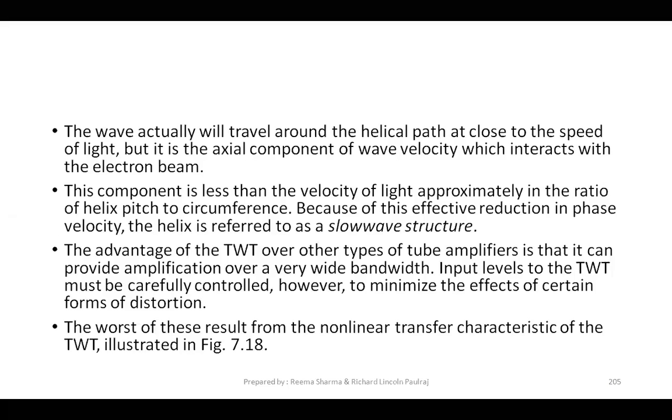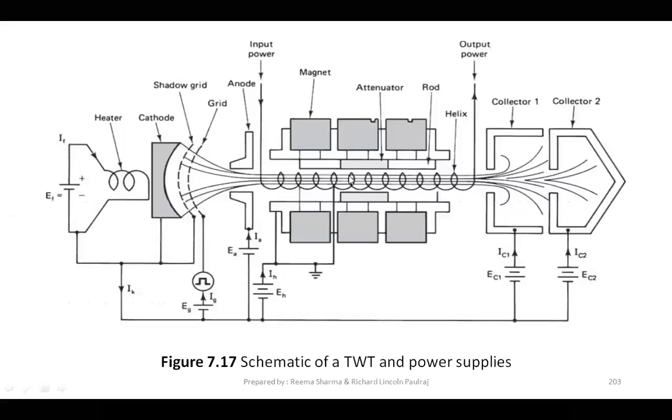So it's actually almost close to the speed of light, but it is the axial component of the wave velocity which interacts with the electron beam. So it is dependent on the magnets, it is dependent on the helix, the potential differences that we give, the voltages. Okay, this component is less than the velocity of light, approximately in the ratio of helix pitch to circumference. Because of this effective reduction in phase velocity, the helix is referred to as slow wave structure. Okay. So this helix that you see is called a slow wave structure.